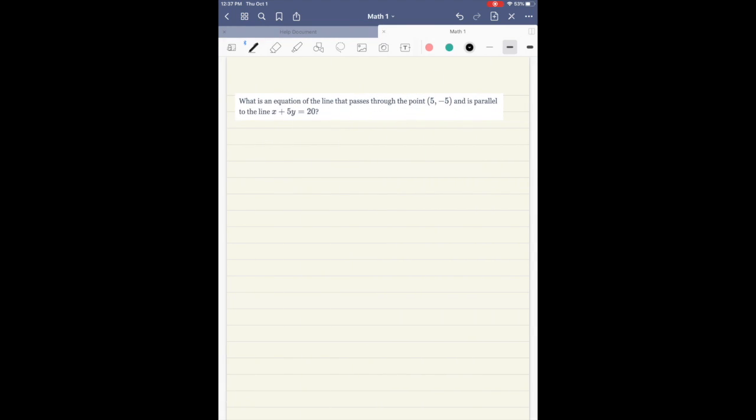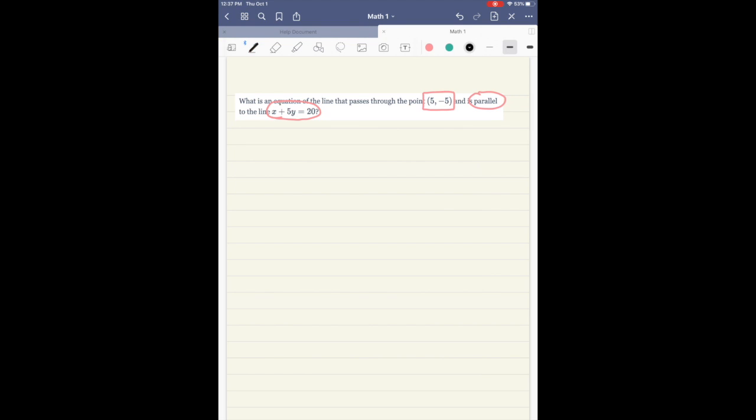All right, so looking at this first example, it says, what is the equation of the line that passes through the point? So we have to find the equation of the line that passes through the point this time. They didn't give me an intercept. They gave me just a single point. We want it to be parallel, but it has to go through the point and be parallel to this equation.